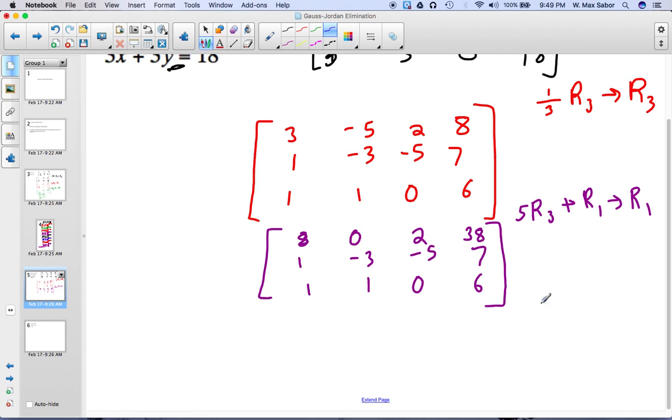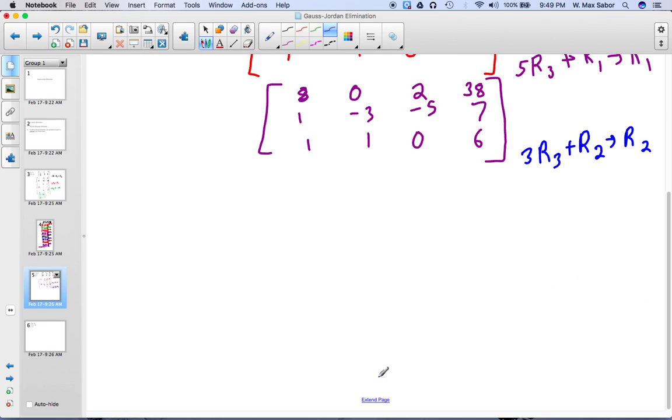Now add 3 times row 3 to row 2 to get that to be a 0. 8, 0, 2, 38. 3 times 1 plus 1 is 4. 3 times 1 plus negative 3 is 0. 3 times 0 plus negative 5 is negative 5. 3 times 6 plus 7 is 25.